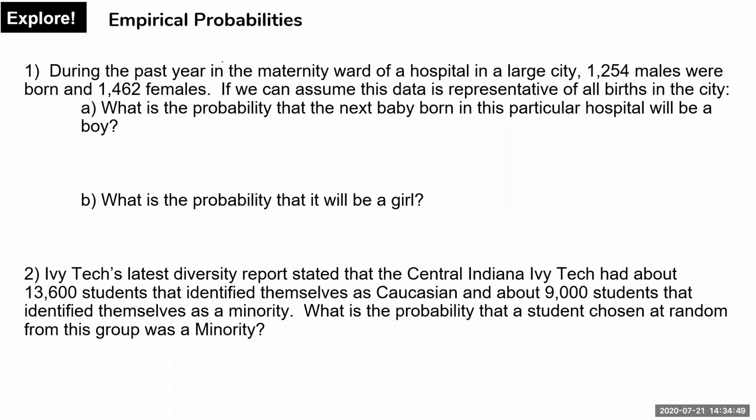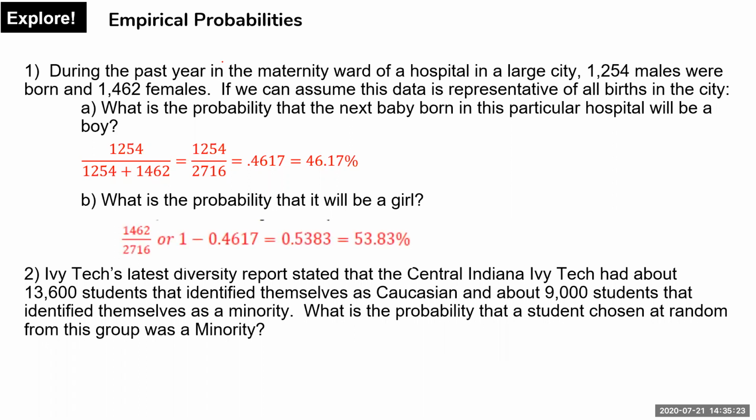So here we want to look at this example. During the past year in the maternity ward of a hospital in a large city, 1,254 males were born and 1,462 females were born. What's the probability that the next baby born in the hospital will be a boy? So the number of boys over the total boys and girls, right? Now, what is the probability that it will be a girl? Number of girls over the total, right? And that is how you find these probabilities.